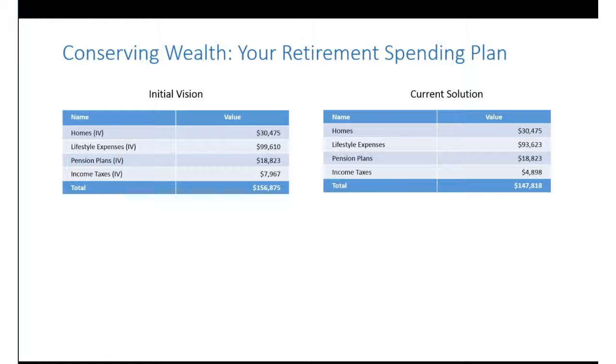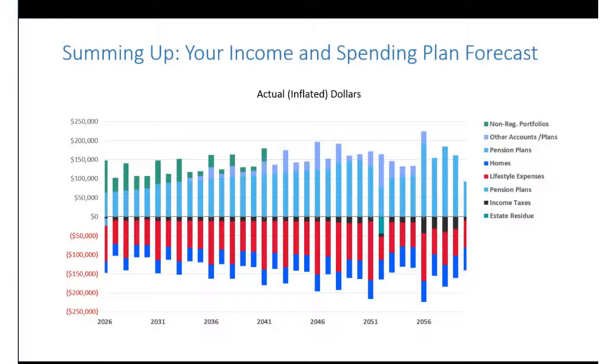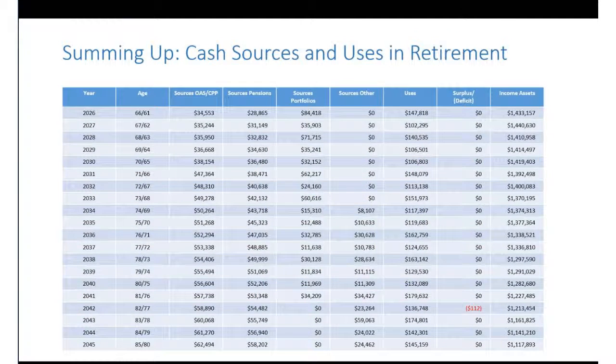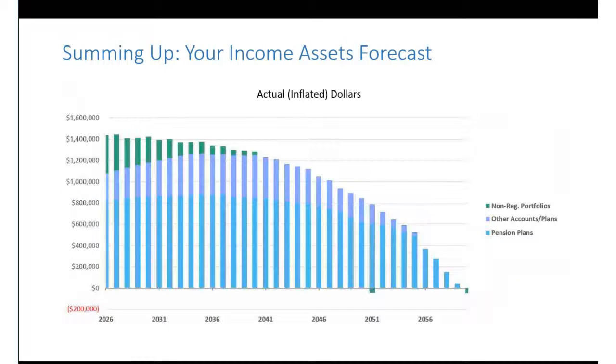So the retirement spending plan is for their first year of retirement, for instance. A spending plan over time just covers their retirement years. Same thing here. And again, cash sources in Nisa's table. And the income assets forecast. We're not concerned, what are your income assets between now and retirement. We're merely concerned with what are they going to be at retirement, and then will they last through life expectancy.